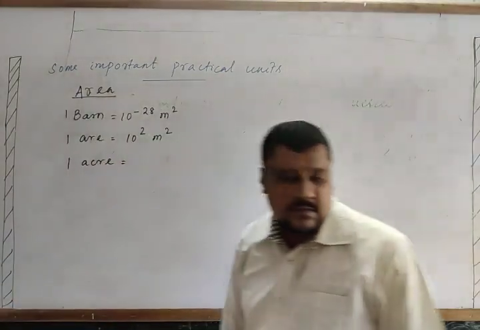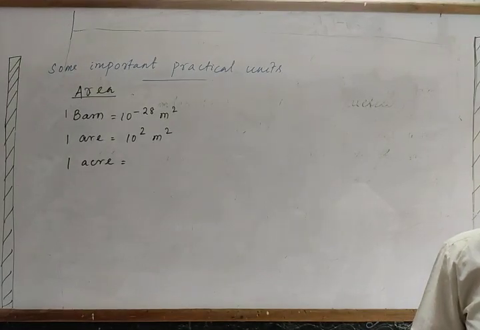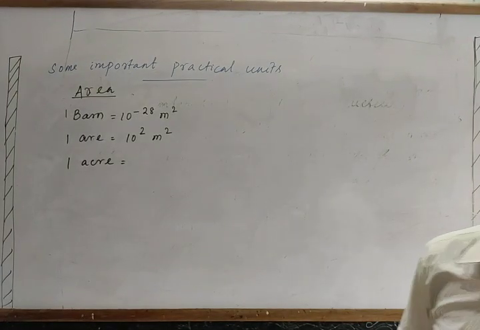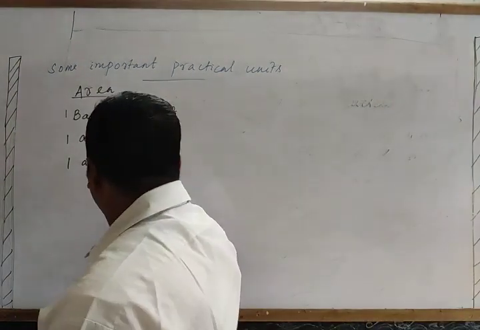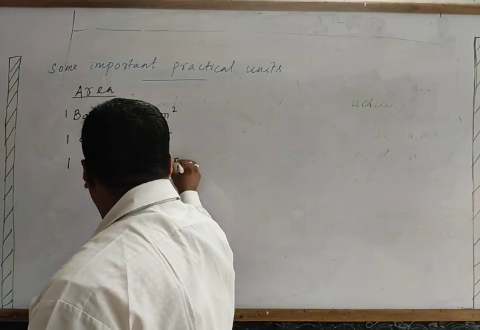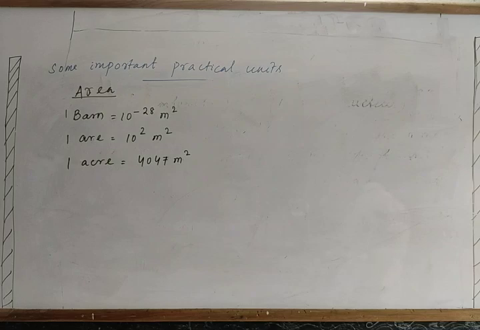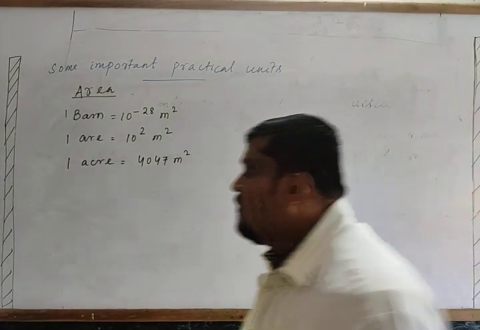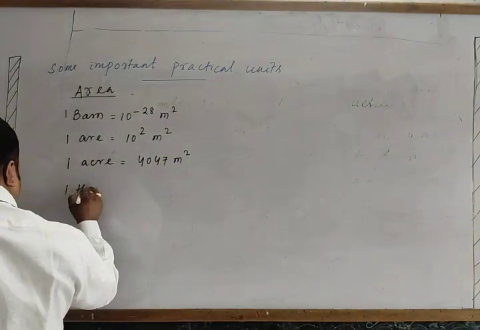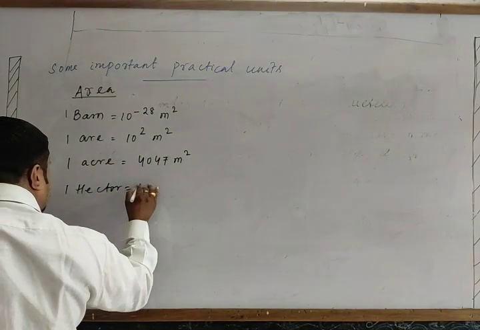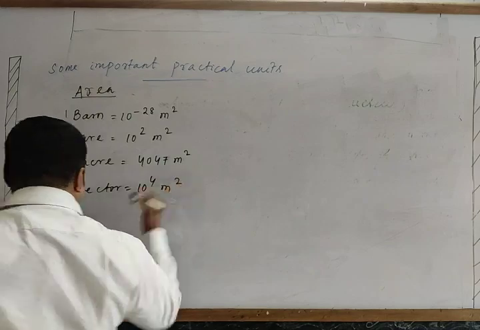Acre. So 1 acre is equal to 4047 meter square. Clear? So 1 acre, we are using that, is equal to 4047 meter square. And hectare: 1 hectare is equal to 10 to the 4 meter square.